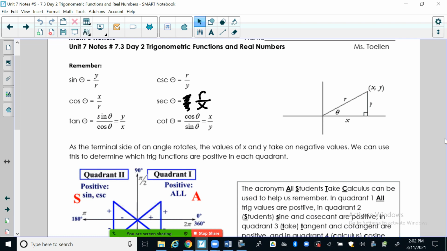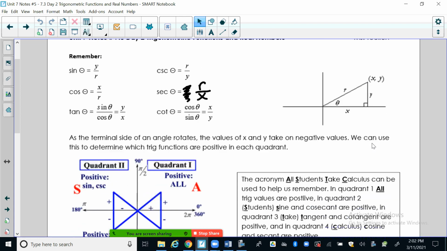All right, so recall from yesterday that when we had angles graphed on a coordinate plane, we can find the sine of theta by doing y over r, cosecant of theta by doing r over y, cosine theta by doing x over r, secant of theta by doing r over x. Remember, that's a typo in the notes, so make sure you fix that again today. And tangent of theta by doing y over x, or cotangent of theta by doing x over y.